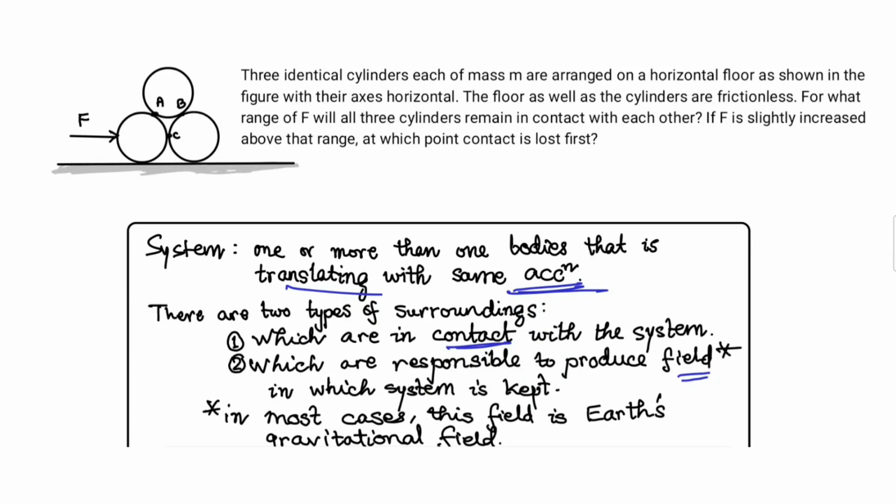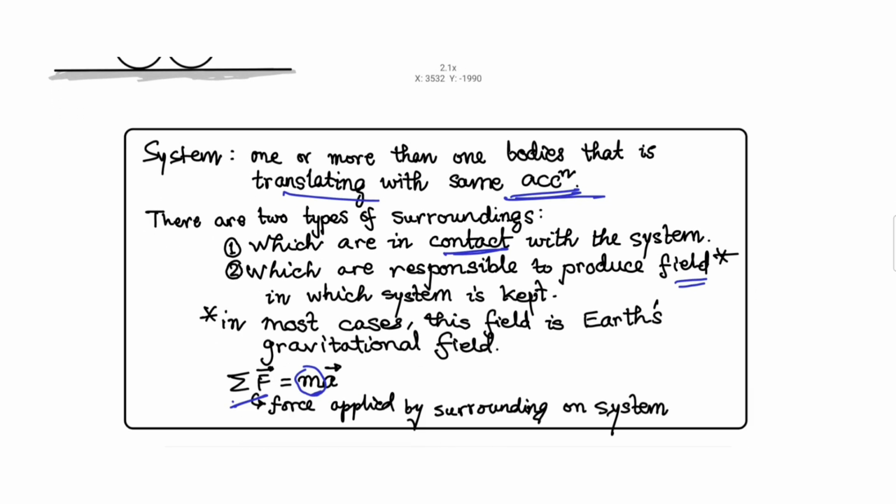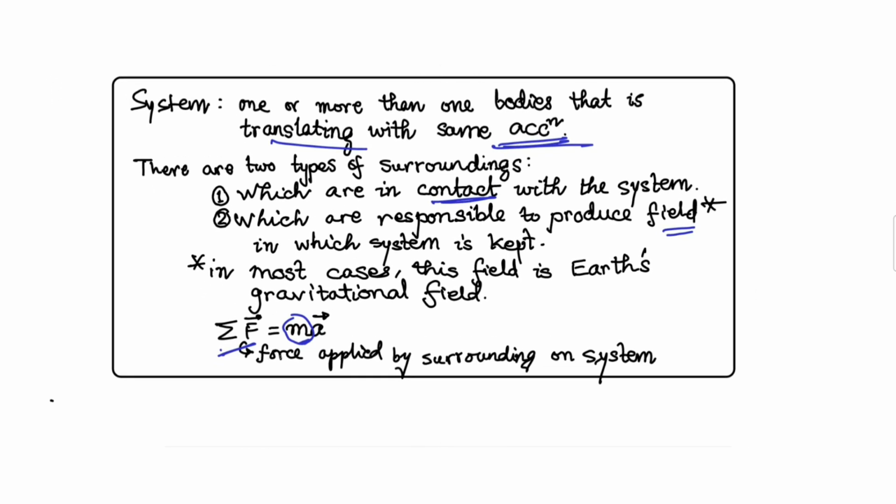Here is a question on NLM. It is based on the concept of system and surrounding. You must know that one or more bodies can be considered a part of a system if they are translating with the same acceleration. And when we write Newton's second law, we consider the external force. The F here is the external force, that is the force applied by the surrounding on the system.